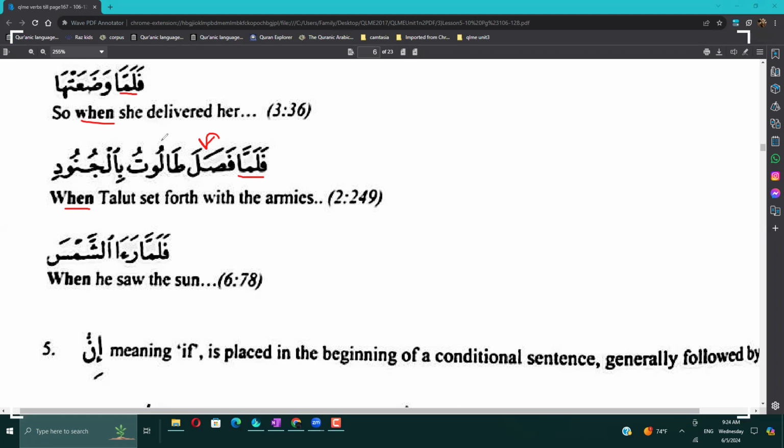When it follows madi, it is not majzum or mansub. Fasala stays as it is, no change for the madi. Only the mudare will change, not the madi. That's why they are taking this example. Okay. Falamma ra'a shamsa, when he saw the sun. Falamma followed by the madi, that's why the meaning of lamma is when. If there was mudare, then it would have been not yet, and that will make the mudare majzum. For madi, no change. He saw the sun. Clear, everyone? Any questions? No. Okay.